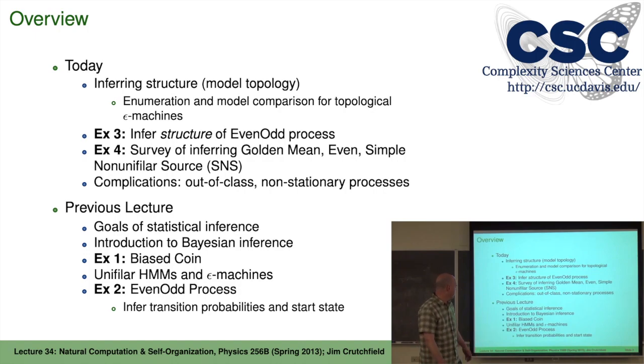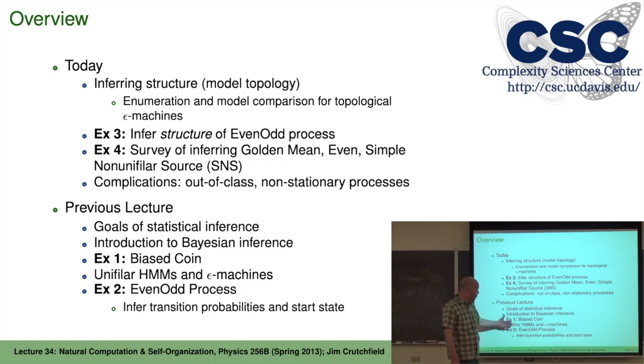And then we went through a couple of examples, the biased coin, inferring the transition probabilities, moved to unifilar HMMs, and looked at the EvenOdd process in particular. And we used the topology. We knew what the edges were. We knew what symbols they output. And so all we were doing here was inferring the transition probabilities.